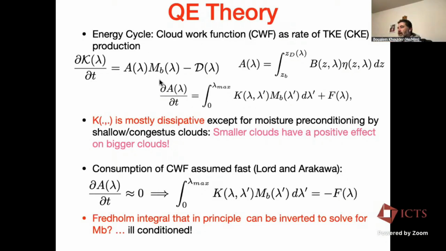And the idea is that the cloud work function, the energy, is consumed very fast by the large scale. So you get equilibrium within one time step of the GCM. So then this equation becomes steady. And then you solve for M_B, the cloud-base mass flux. What happens is that you get an integral equation of this sort, which when you discretize becomes a huge linear algebra problem. And that linear algebra problem is actually ill-posed. It's ill-conditioned. So basically, it doesn't give good or stable solutions.